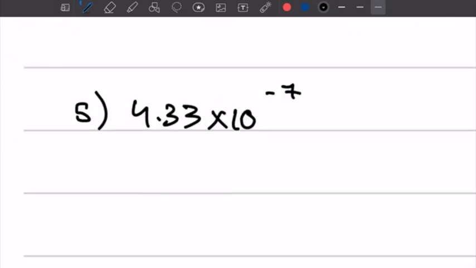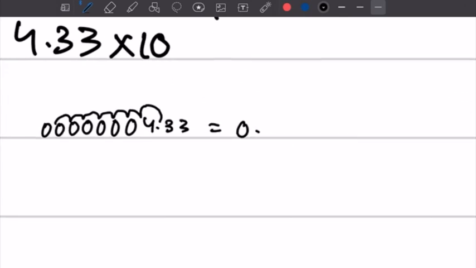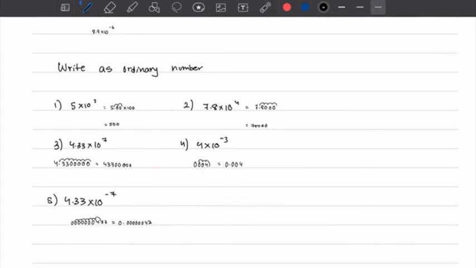And the other one, this is going to be a big number again. So you have 4.33. So let's write that. But now you have negative 7. So you have 1, 2, 3, 4, 5, 6, 7. And then now you're moving it to the first number because you want to write as an ordinary number. So you have 1, 2, 3, 4, 5, 6, 7. We have 7. So the ordinary number would be 0.000000433. And these are the answers to these questions.